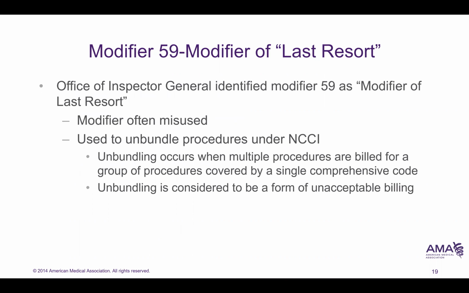And of course, your text talks about modifier 59. This is a famous term, the modifier of last resort from the Office of the Inspector General, known as the OIG. This modifier is often misused, and it's used to basically unbundle procedures. So in other words, you have multiple procedures, and instead of using a single comprehensive code to submit on the bill, we unbundle them and parse them out so we can bring in more reimbursement.